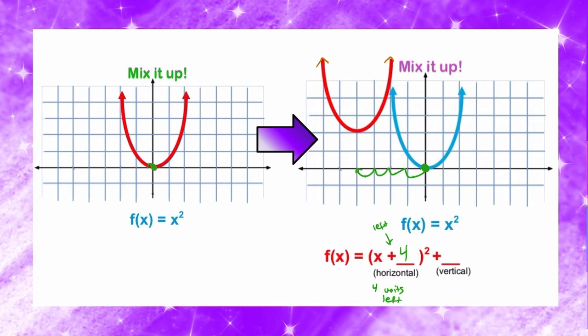And how else did my function move? We also went 2 units up. So I would have x plus 4 squared plus 2. That would describe my red function here because there were 2 different movements, left and up.